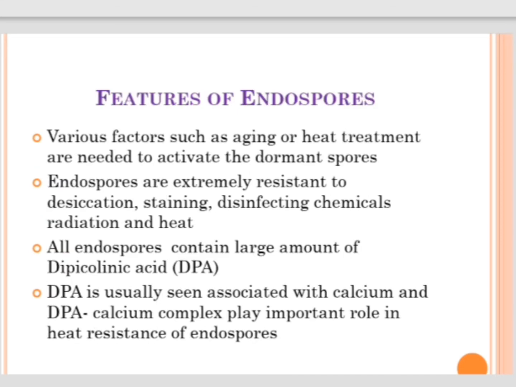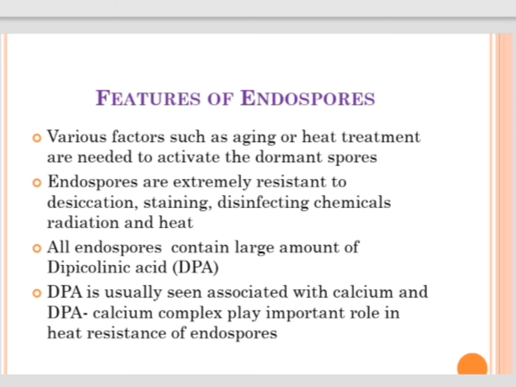Then, features of endospores. Various factors such as aging and heat treatment are needed to activate the dormant spores. So in order to activate the endospores, heat treatment and an aging process are needed. Endospores are extremely resistant to various environmental factors like desiccation, radiation, heat, staining, and disinfecting chemicals. They are highly resistant, and they contain a large amount of dipicolinic acid, otherwise known as DPA.